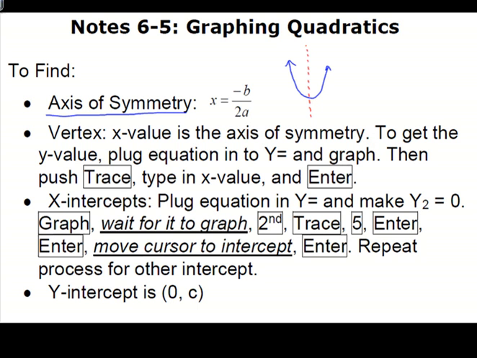After we find our axis of symmetry, we want to go through and find our x-intercepts and our y-intercepts. Our y-intercept is actually always going to be 0 and then whatever our c is. It's always good, if possible, to put our equations into standard form, ax squared plus bx plus c, before we get started. So looking at example 1.